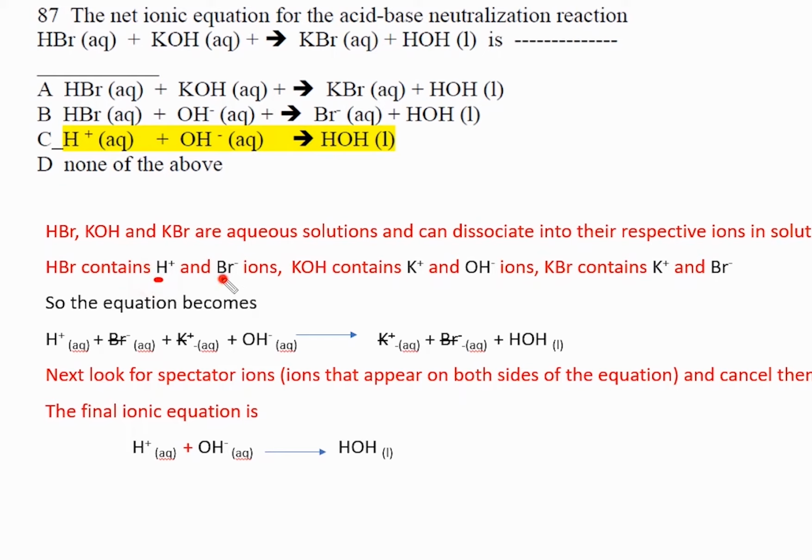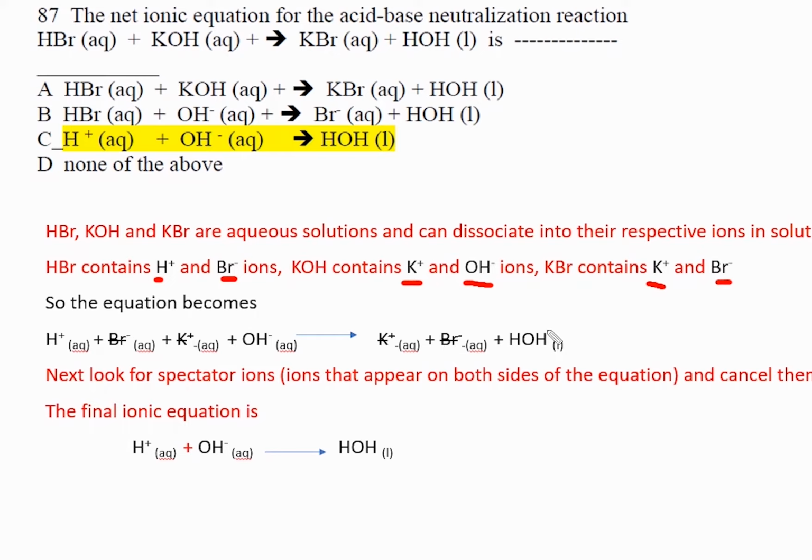Hydrobromic acid contains hydrogen and bromide ions. Potassium hydroxide contains potassium and hydroxyl ions. Potassium bromide contains potassium and bromide ions. So the equation can be written as hydrogen ions plus the bromide ions plus the potassium ions plus hydroxyl ions gives potassium ions plus the bromide ions plus water.